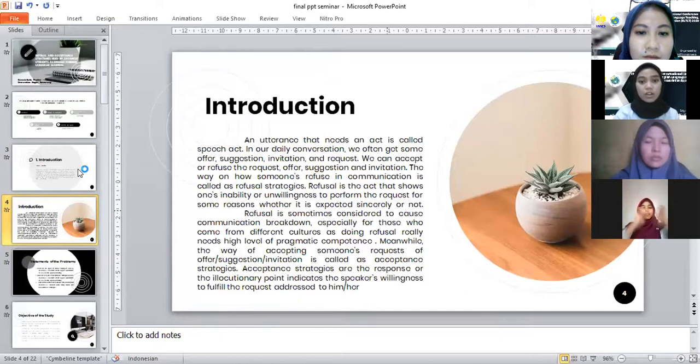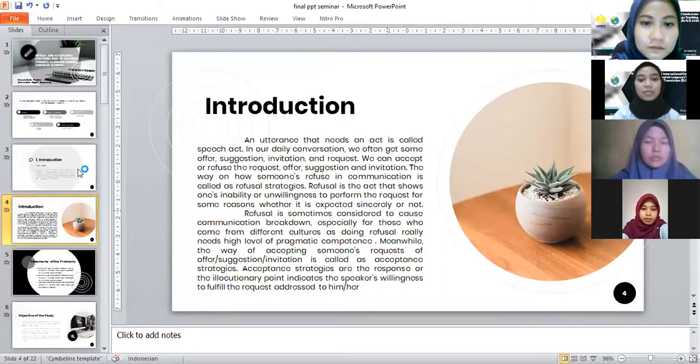In our daily conversation, we often get some suggestions, invitations, and requests. We can accept or refuse the request, suggestion, or invitation. The way someone refuses in communication is called refusal strategies. Refusal is the act that shows one's inability or unwillingness to perform the request for some reasons, whether it is expressed sincerely or not.